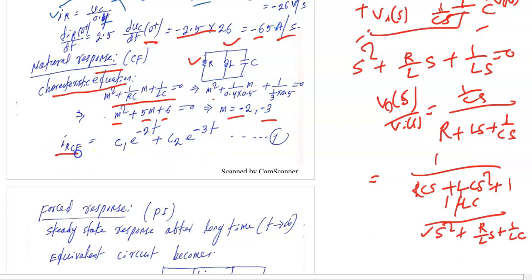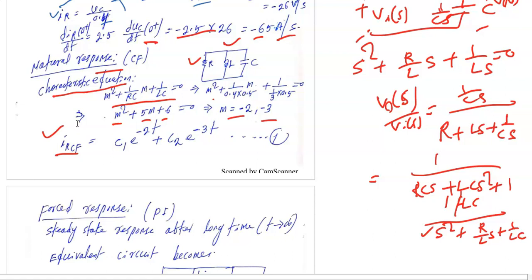So this is your complementary function for the current: C1 e^(-2t) + C2 e^(-3t). So this is the simple procedure. We do the analysis, or we found the solutions for the linear constant coefficient differential equation. So this is actually your natural response. Natural response and complementary function are synonymous.